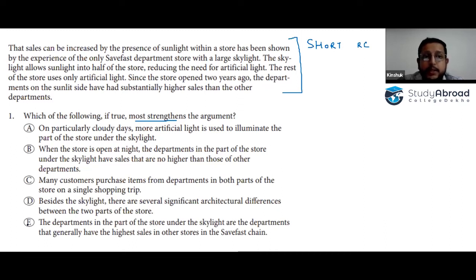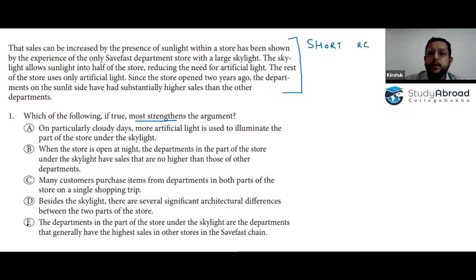So it says, that sales can be increased by the presence of sunlight within a store has been shown by the experience of Say Fast departmental store with a large skylight. So now they're telling us that there is a departmental store which shows that sales can be increased with the presence of sunlight in the store. And this particular store, what is it? It is Say Fast department store.